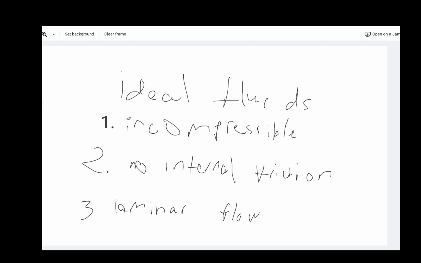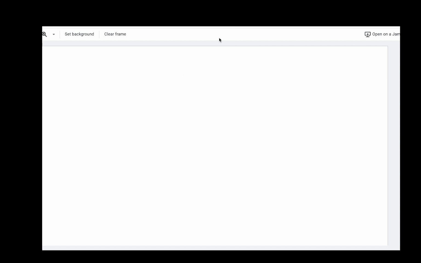Well, now that we know what an ideal fluid is, let's get into the fun stuff, right? So let's go here. Let's get a blank board. And let's talk about pressure, right?